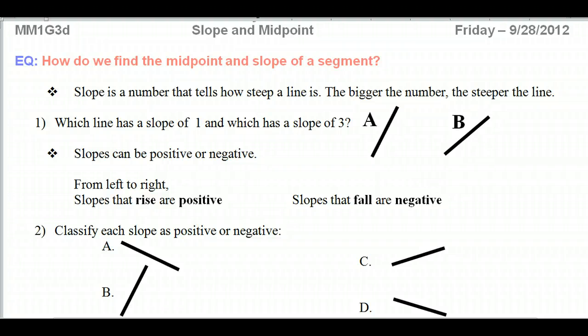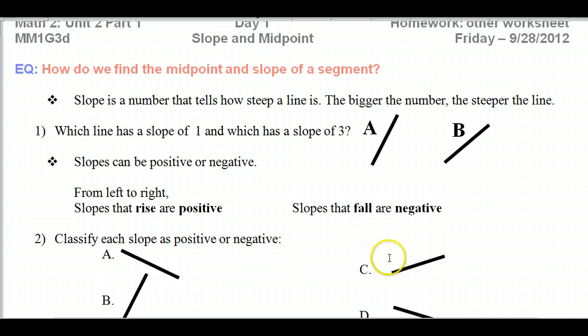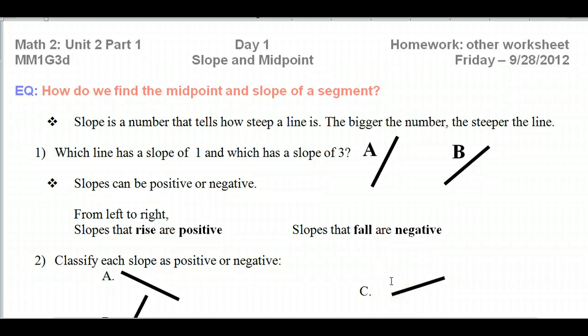So the slope is just a number that tells us how steep the line is. The bigger the number is, the steeper the line we must be talking about. So looking at problem number 1, what did you guys put?